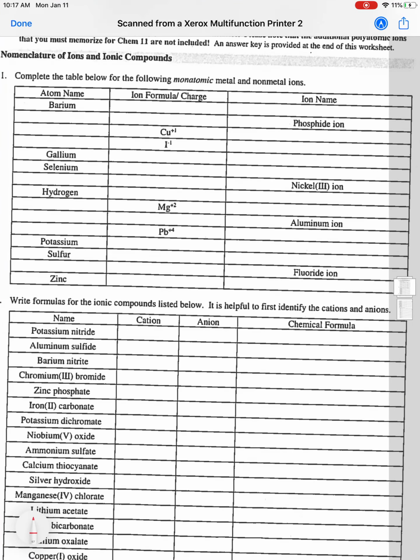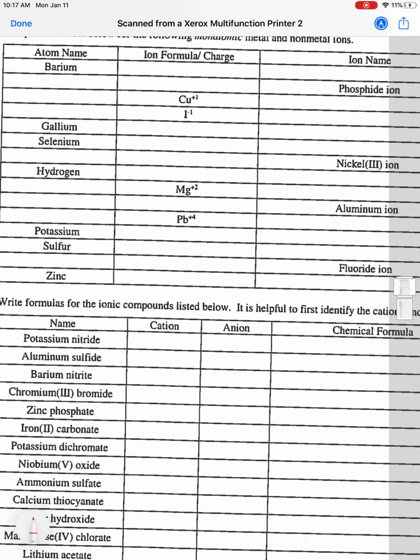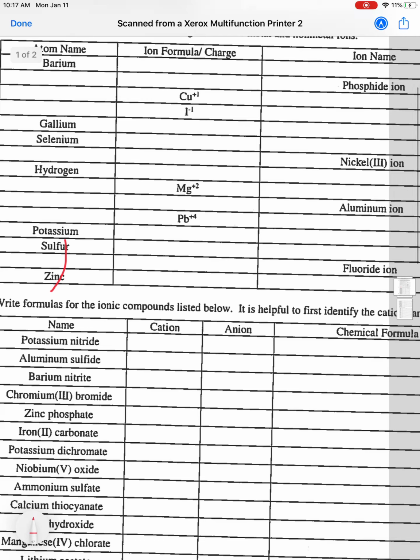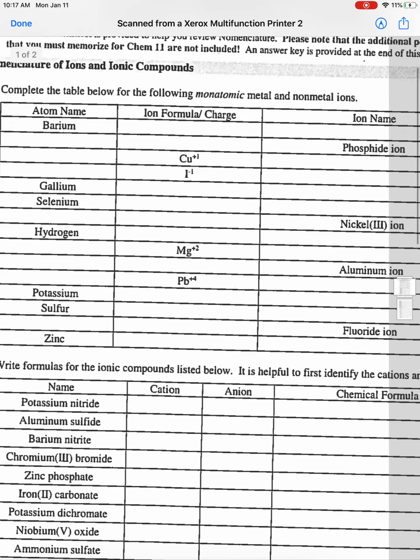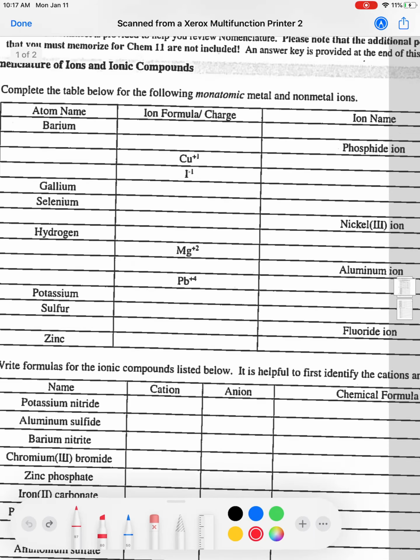Okay, so let's take a look at your homework assignment for tonight and just be clear what we need to do here. Let me zoom in. There are 3 different tables. Let's start with the first one. On this first table, they have a column for the atom name, ion formula, charge, and then the ion name. So what you are supposed to do here is fill in the gaps.